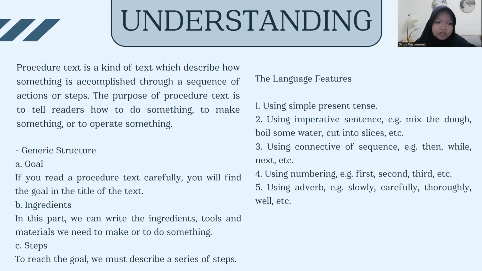And the second generic structure is ingredients. In this part, we can write the ingredients, tools, and materials we need to make or to do something. And the last generic structure is steps. So to reach the goal, we must describe a series of steps of how the goal is going to happen.